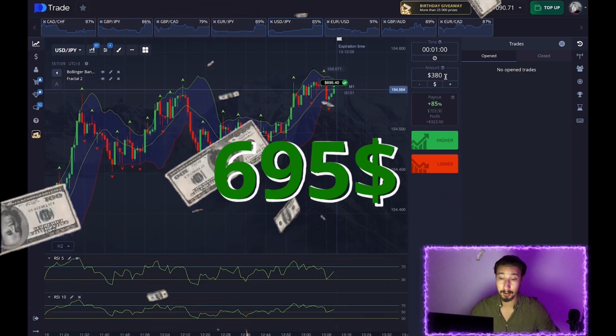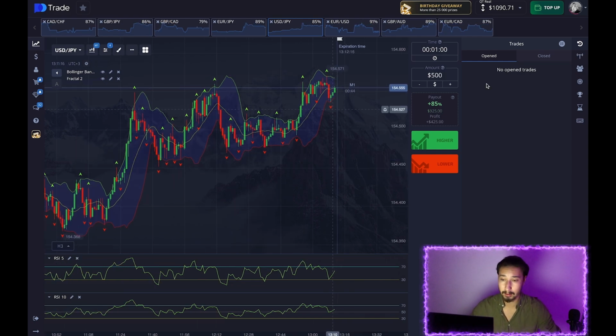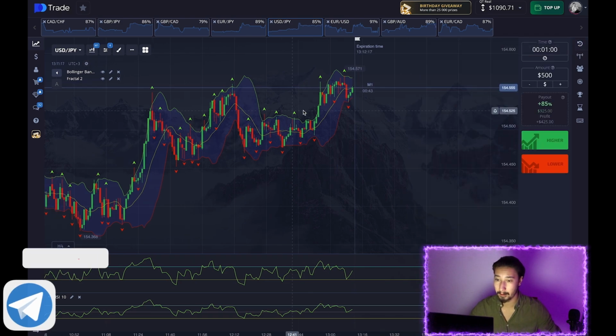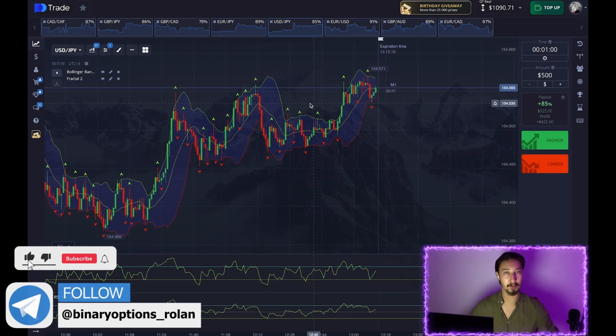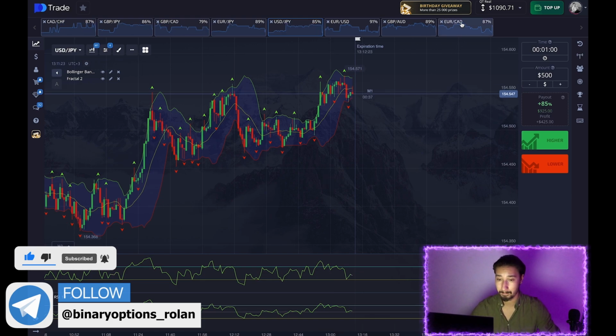And the first position is in profit. That's great. I'll immediately change the amount of the trade value, 500. In general, the signal was completely justified. Let's continue. Let me select the next currency pair.